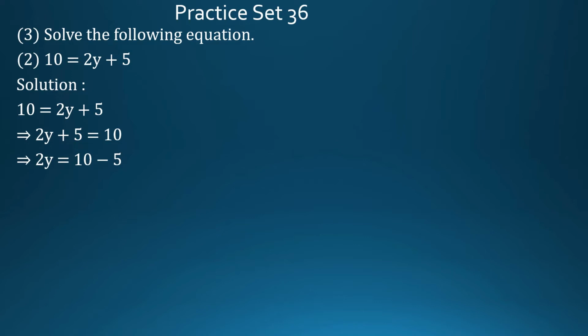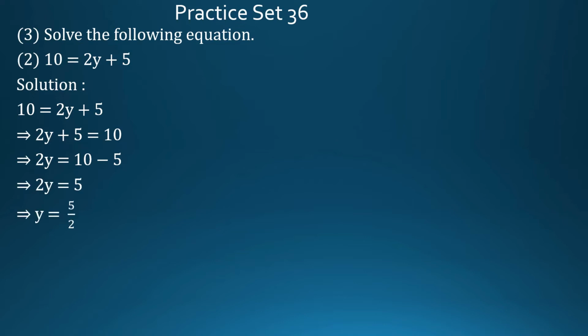So we will have 2y is equal to 10 minus 5. 5 we take on the right hand side. So it was plus 5 before. When you take it to the right hand side, it will become minus 5. So we will have 2y is equal to 10 minus 5. So 2y is equal to 10 minus 5 is 5.